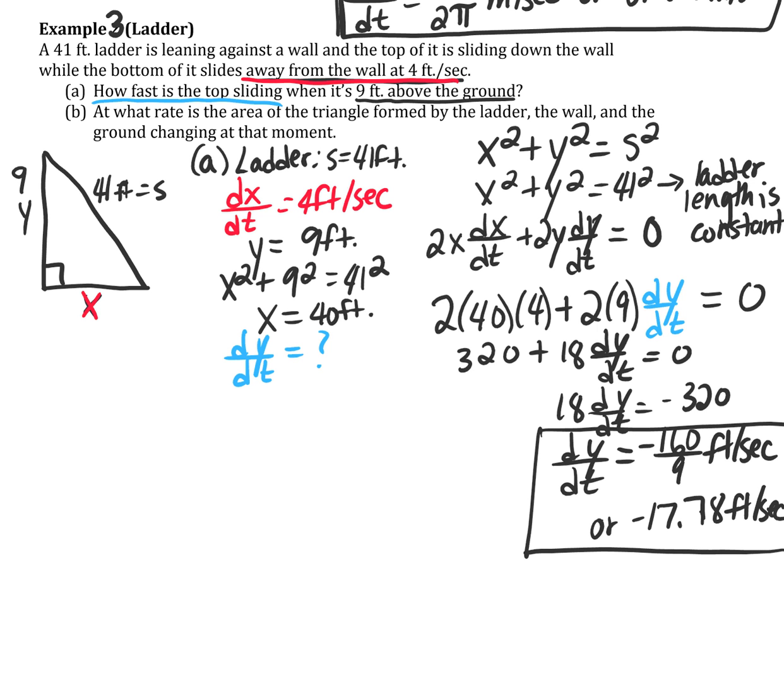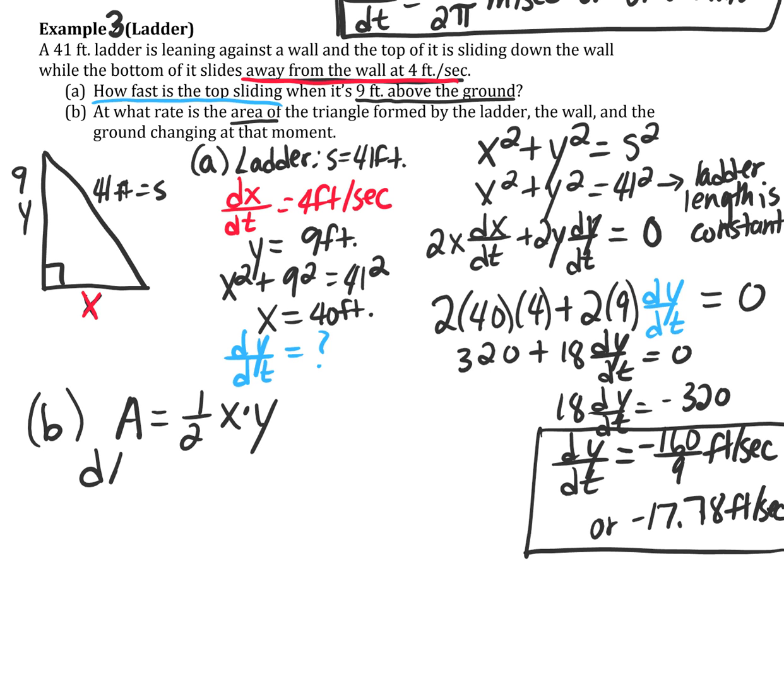Now part B asks us, and we actually have enough information to just set this up and solve now because we have all of our rates. It wants the rate which the area is changing. So I didn't scroll back up to get these formulas because I feel like you're pretty familiar with them. So area of a triangle is 1/2 base times height. In this case, will be 1/2 x times y. The only issue with this derivative is its product rule.